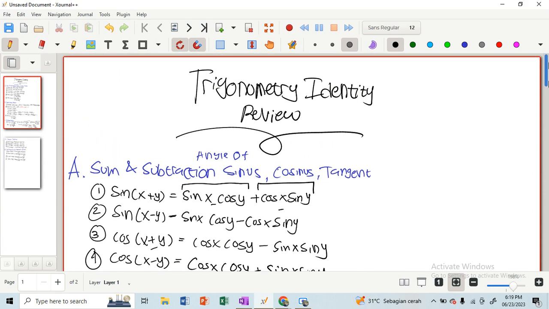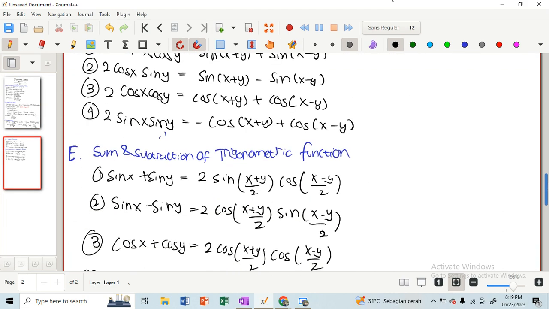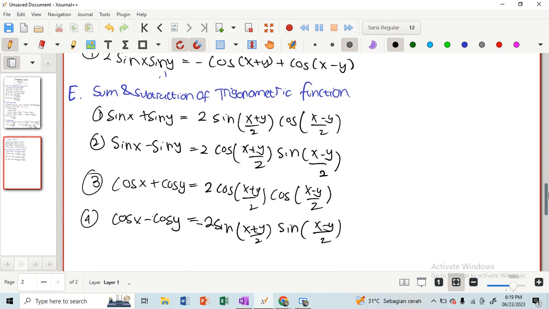So I think that's it for the trigonometry identity review. That's all. I hope you remember these identities, all of them. You don't really have to memorize all of them, because you can see there's some pattern in these identities. So I hope that because there is a pattern, you could memorize them more easily rather than memorizing them one by one without noticing the pattern. So I think that's all for today.